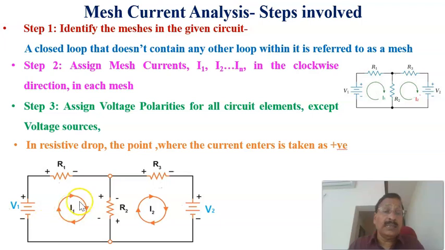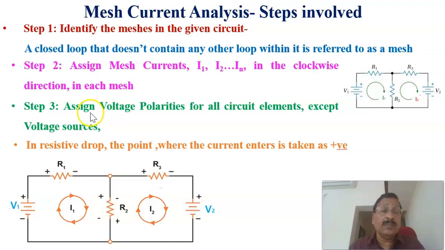Step 2: the same circuit is shown here. This is mesh 1 and this is mesh 2, and the first mesh current is marked as I1 and the second mesh current is marked as I2, with R1, R2, R3 and the voltage sources V1 and V2. The second step is to assign the mesh currents I1, I2 in the clockwise direction. Mesh current I1 is in the clockwise direction, and mesh current I2 is again in the clockwise direction.